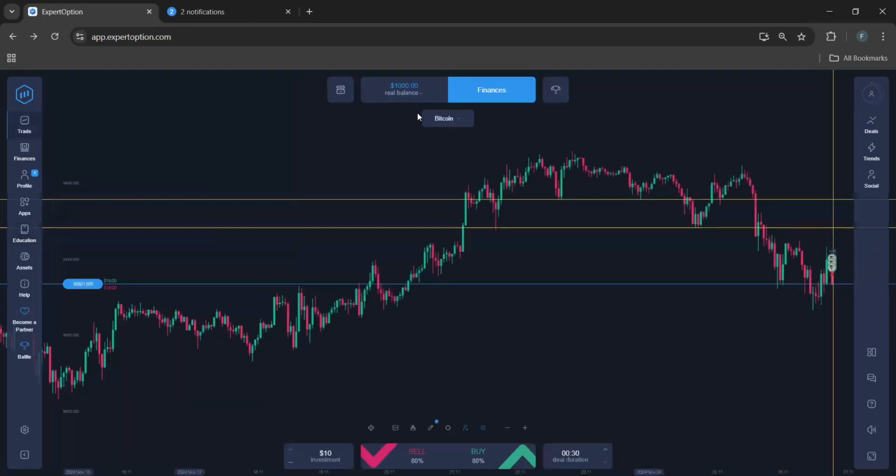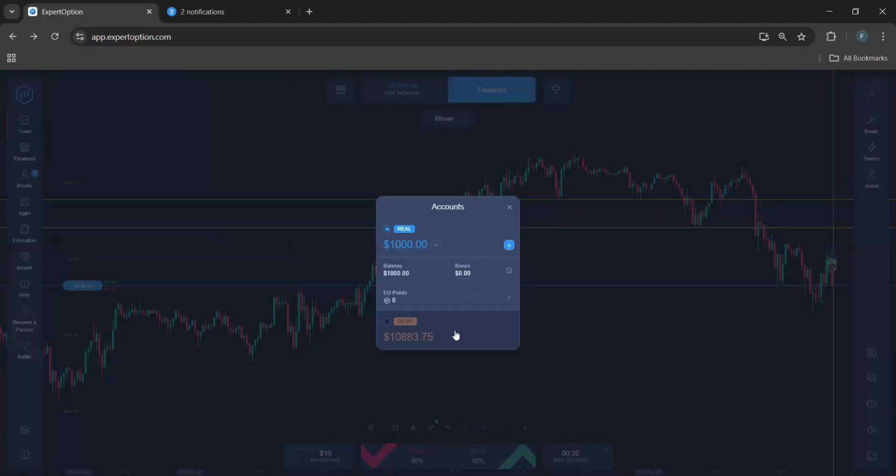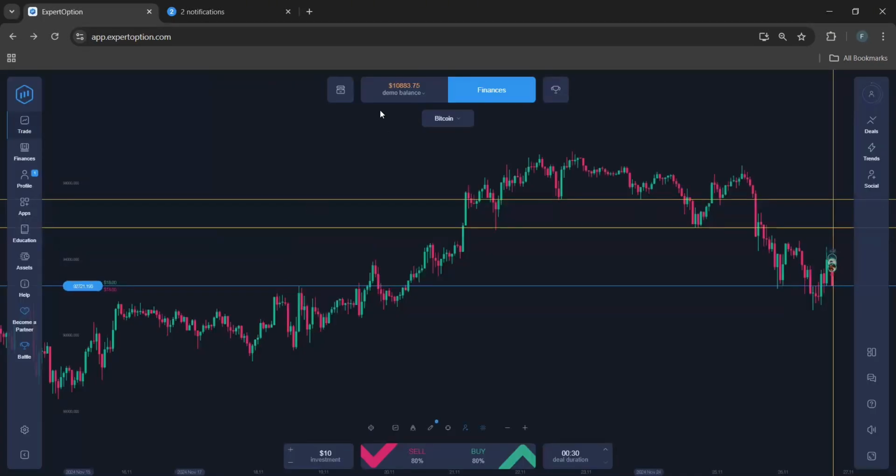Now, you can create a demo account. In fact, immediately you register, you are automatically given a demo account before you create your own. So, you automatically get a demo account.